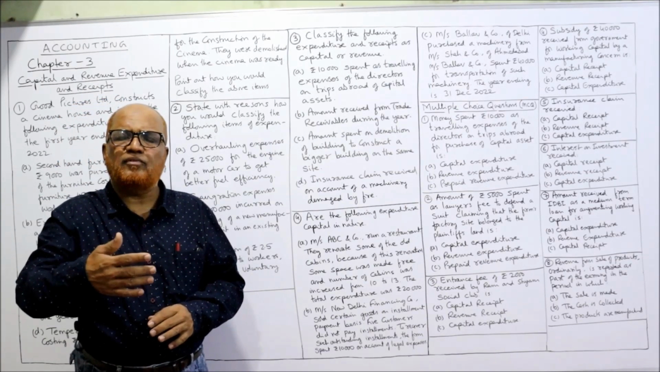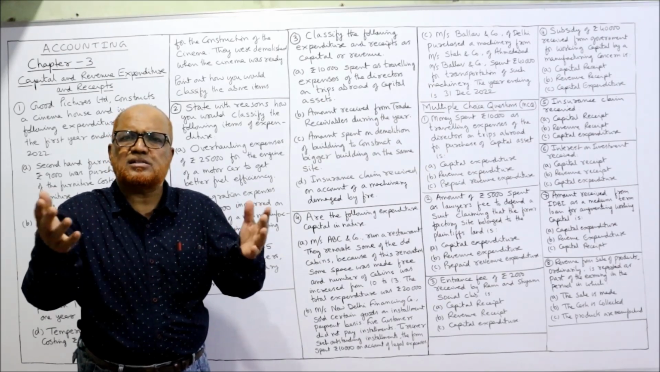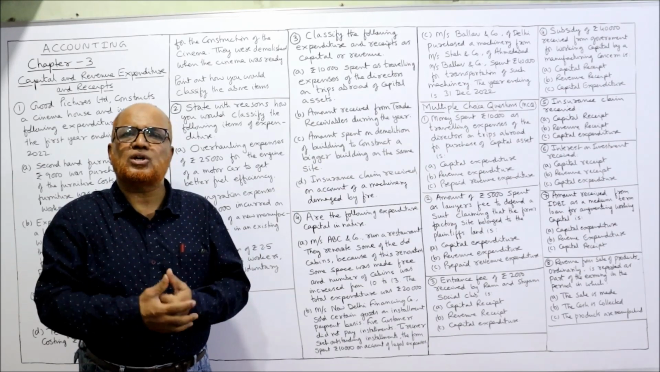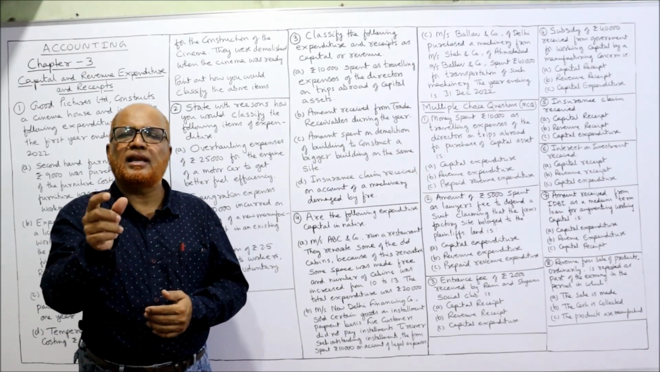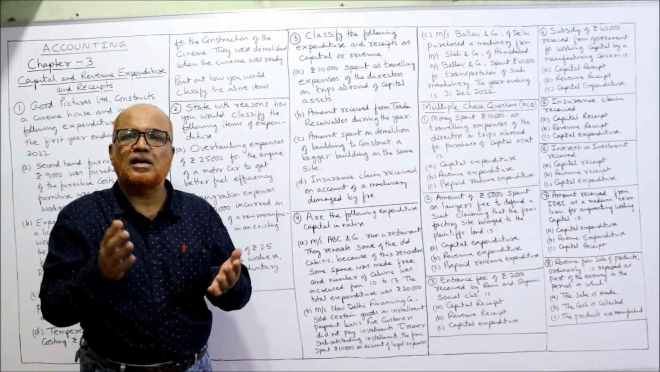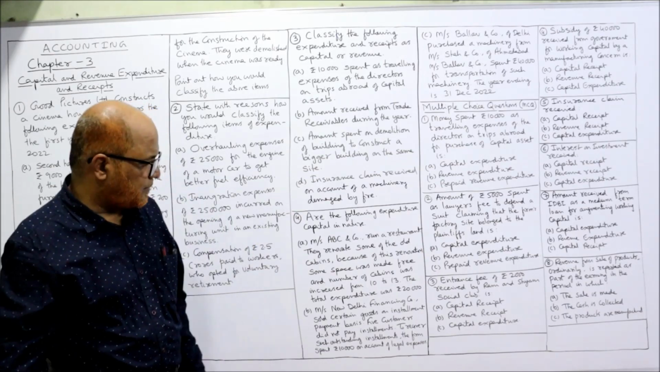Because from time to time we have to pay legal expenses. There are many customers who will not pay on time. So it is recurring in nature. So the legal expense incurred to recover the amount from the customers is a revenue expenditure.